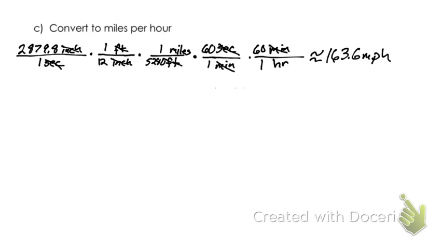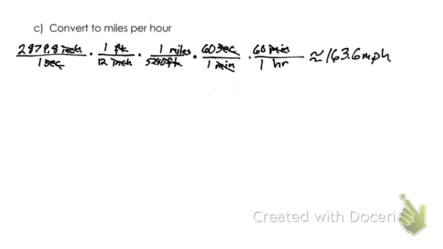That's why we went one step further and converted it to miles per hour. I wanted inches in miles, so I put inch on the bottom and feet up top, and I said 1 foot equals 12 inches. To get from feet to miles, I put feet down here and miles up here, and there are 5,280 feet per 1 mile. With canceling out, we got miles. We did the same thing for seconds to get those up to hours, and we got 163.6 miles per hour.